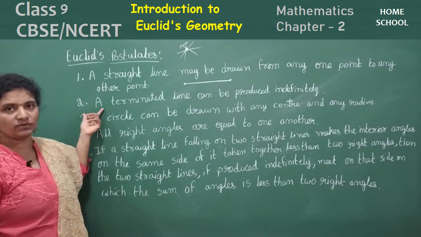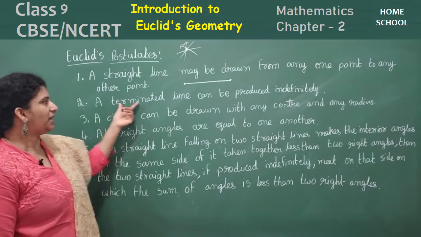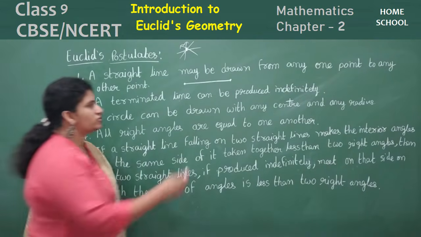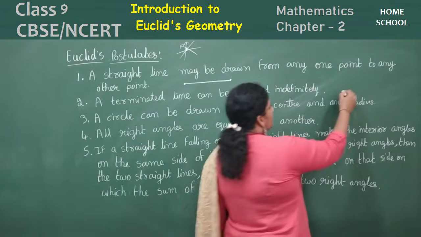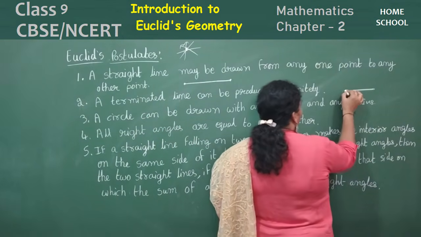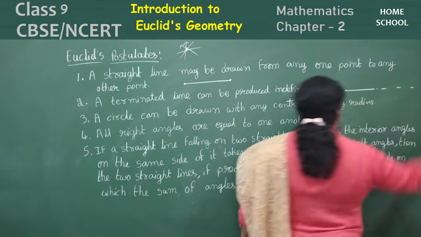So, see the next one. A terminated line can be produced indefinitely. So what is your second one, children? This is a terminated line, right? So a terminated line can be produced indefinitely.